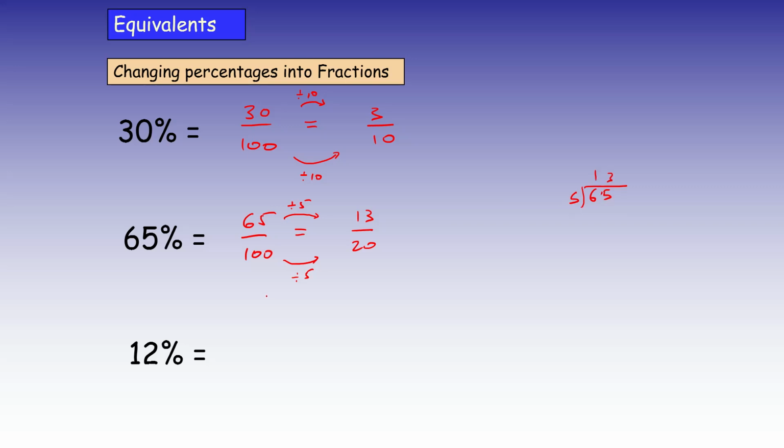13. And finally, I've got 12%, so that's going to be 12 divided by 100. And I want to simplify that. So what goes into 12 and into 100? Well, I'm going to go with 4. So divide by 4 and divide by 4. 4 goes into 12 3 times. And 4 goes into 100 25 times. Okay.